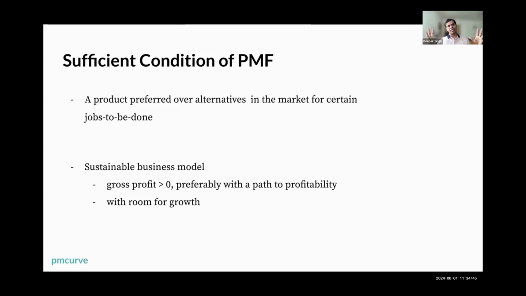Just to summarize, right? The sufficient condition of PMF is a product preferred over alternatives in the market for certain jobs to be done. Certain jobs to be done is important because you can't be preferred over alternatives in the market for everything. Even if I'm, let's say, a loyal Amazon customer, I don't prefer Amazon for everything. Sometimes I'll buy from Flipkart, sometimes I'll buy from Blinkit. Even if I'm buying my quick commerce from Blinkit, I don't buy everything from Blinkit. Sometimes I'll buy it from Zepto, or sometimes from Big Basket, right? So certain jobs to be done is very, very important in the context of PMF.